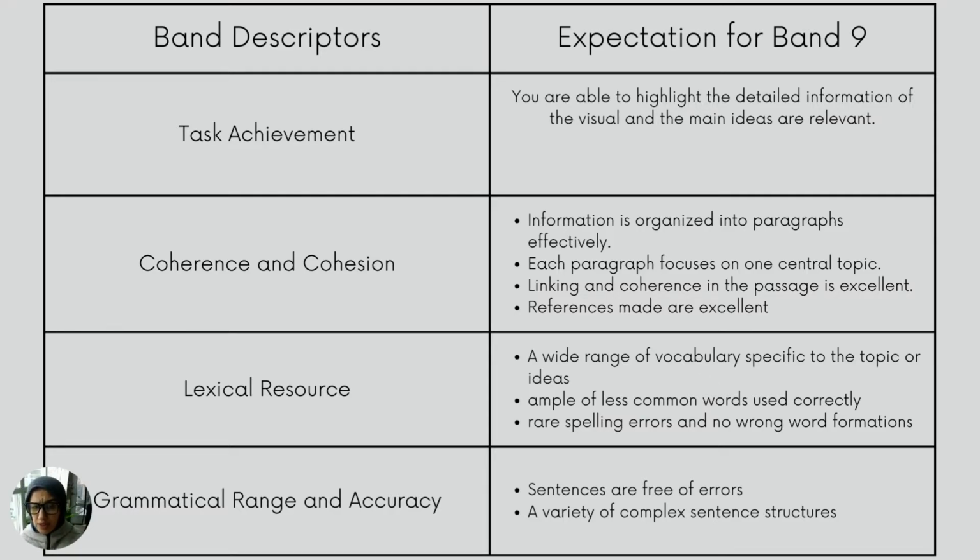So with coherence and cohesion, if you are expecting to get a band 9, then you should be able to organize your information into paragraphs effectively, and each paragraph should focus on one central topic. So guys, it's so important that you're able to stay on topic and that you are not discussing 2 different topics in one paragraph.